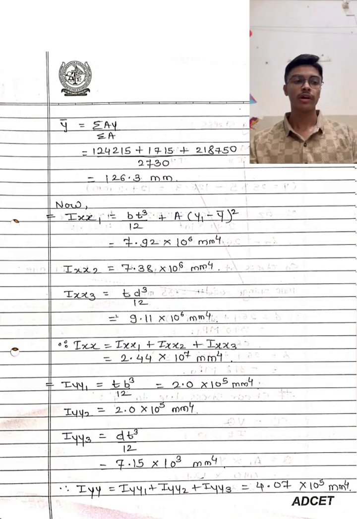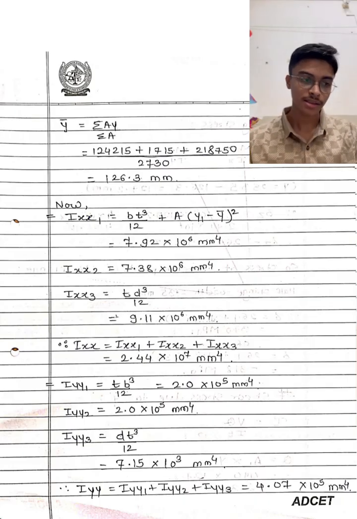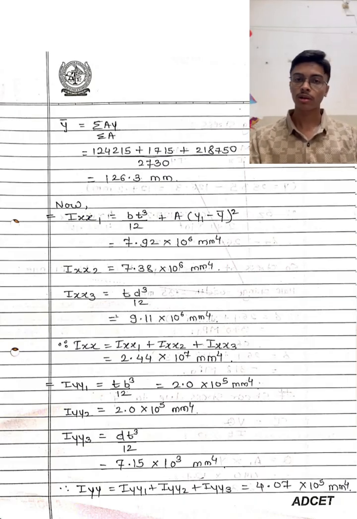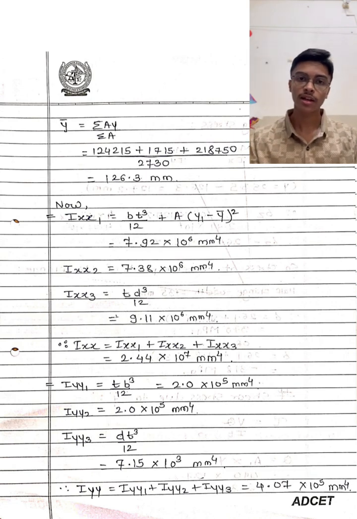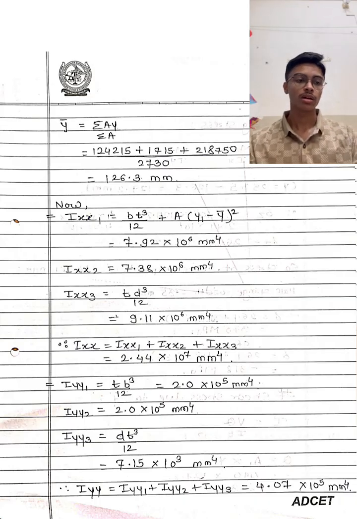After that, we have to calculate Ixx. For that, we have to calculate Ixx1, Ixx2 and Ixx3, and add all three. For Ixx, we have the formula: b t cubed by 12 plus A into (y minus y bar) whole squared.